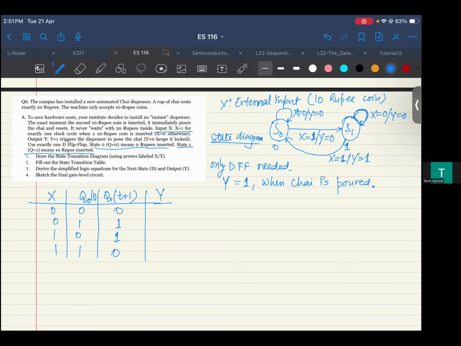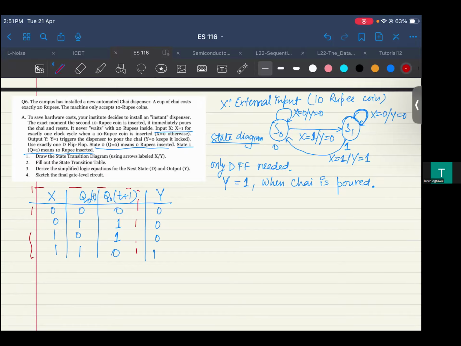And similarly, you can draw for Y. You can look at this and draw it, right? Only when X is 1 and you are in state 1 does Y become 1, right? So this is the state table. You can see that the state table is basically this part.